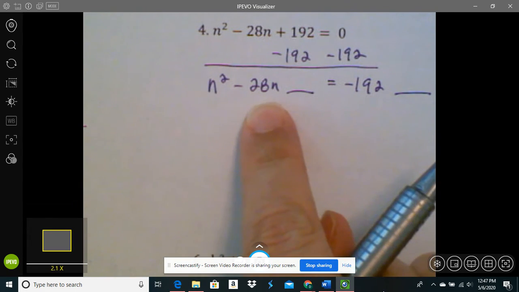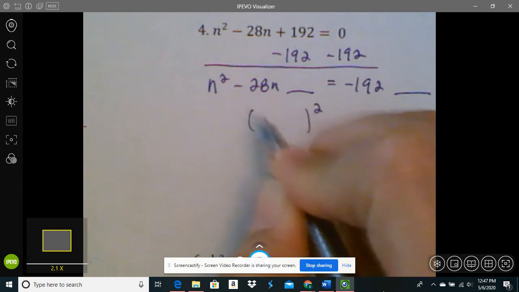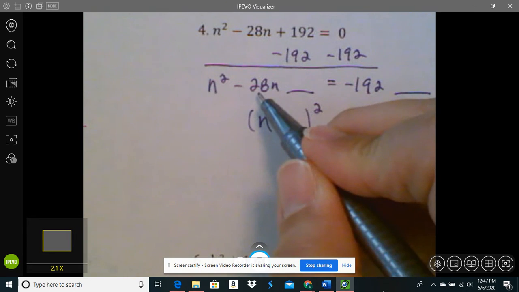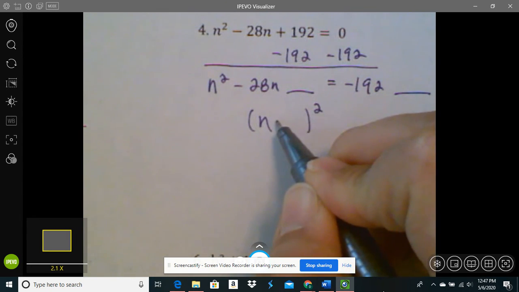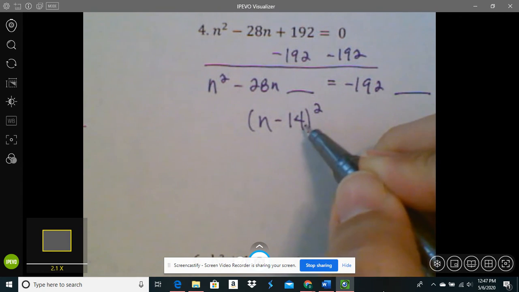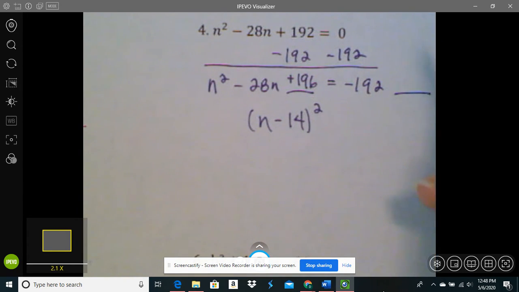We have our n squared minus 28n blank. They would go ahead and fill in this. They know the variable is going to be n. They had no idea what to do now. So I would ask them, okay, take half of negative 28. Half of negative 28 is negative 14. Now, what's negative 14 times negative 14? Oh, that's 196 because I memorized those sheets of squares you gave me, Robodeer. So I do the same thing over here. Negative 192 plus 196 is 4.